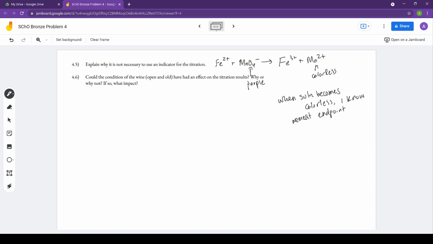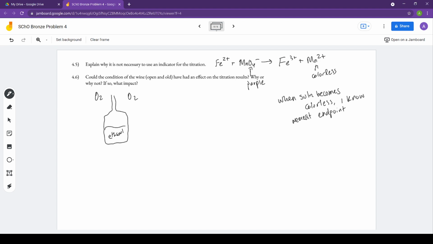Next question. Could the condition of the wine, open and old, have an effect on the titration results? Why or why not? If so, what impact, right? So let's think about this. Say the wine was open. This was the answer I thought about. If the wine was open and we have some ethanol, basically what that means is that air can come in and out of the wine, right? And as we all know, there's oxygen in the air, right? There's O2 in the air.